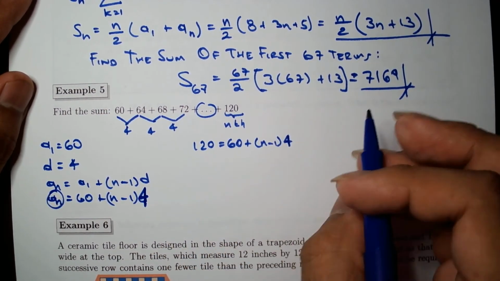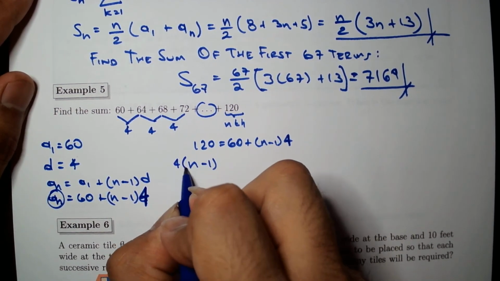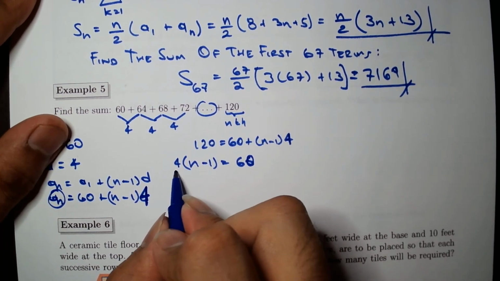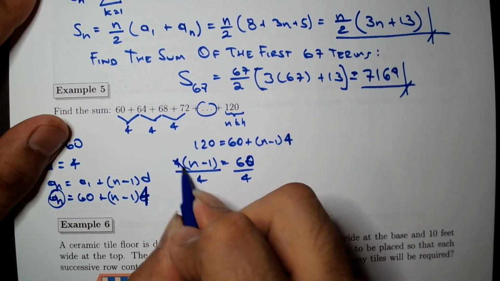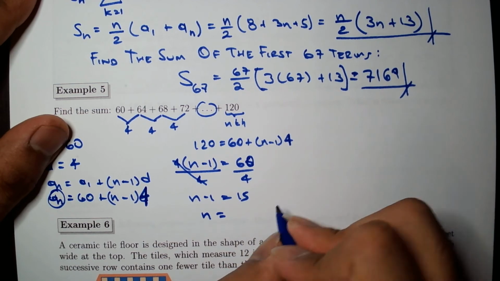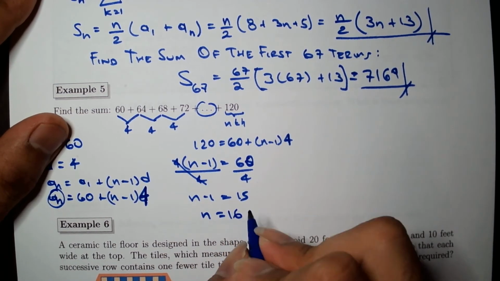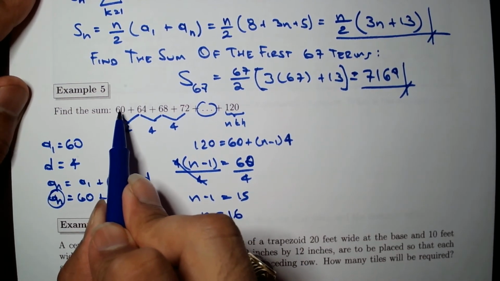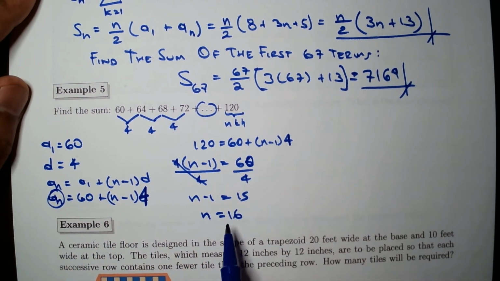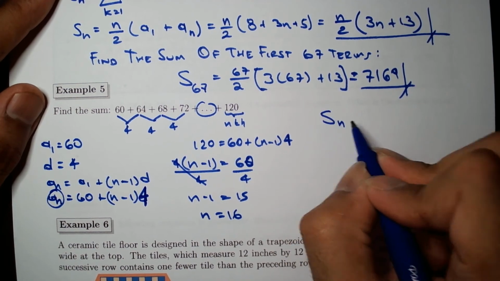So I'm going to subtract 60 on both sides of the equation to get n minus 1 times 4 equals 60, and then I'm going to divide both sides by 4 to get n minus 1 equals 15, and n equals 16. So between 60 and 120 with a common difference of 4, we have a total of 16 terms. So now we are good to go and evaluate the sum.